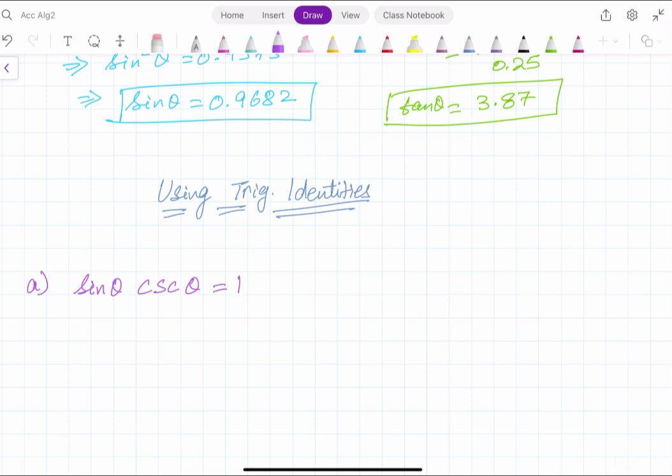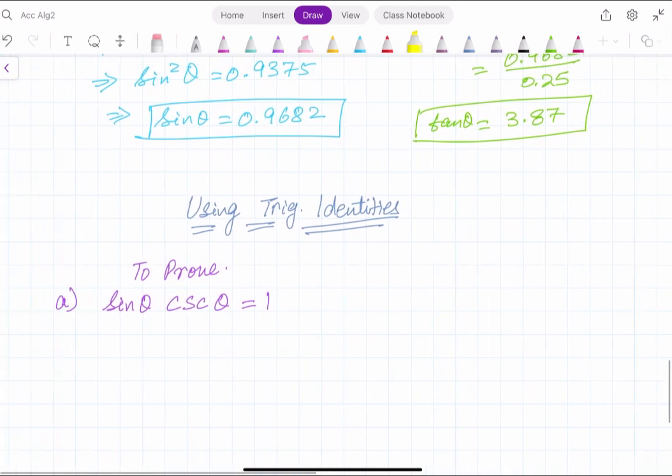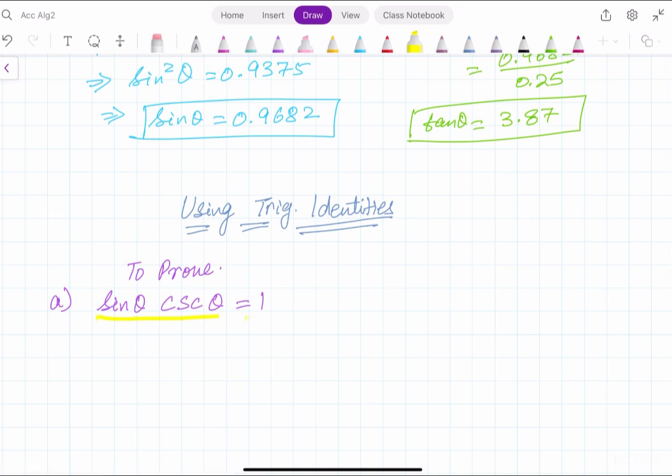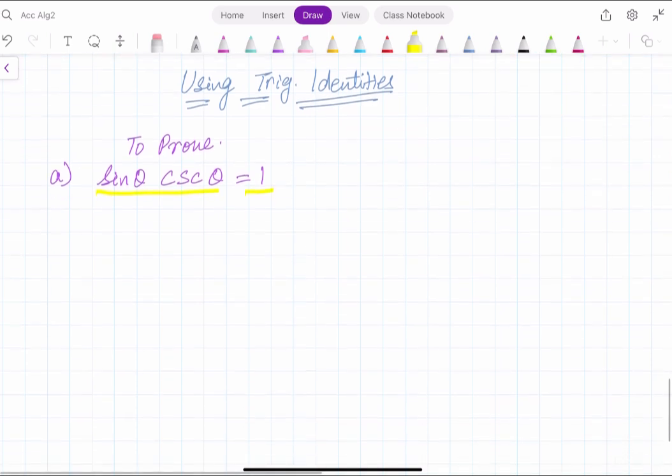So we have this equation, sine theta times cosecant theta is equal to 1. I need to prove it. So first thing, identify which is the right hand side and which is the left hand side of the equation. So let's write it down. So 1 is our left hand side and sine theta times cosecant theta is right hand side.